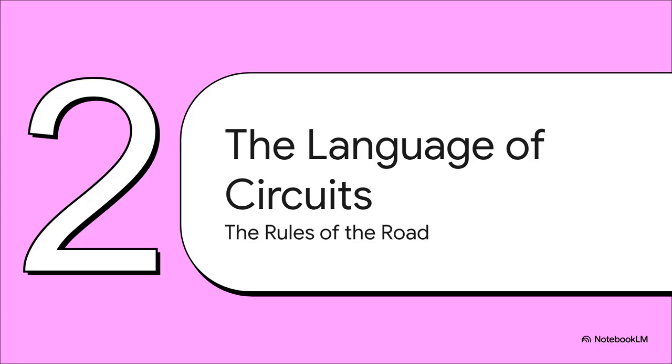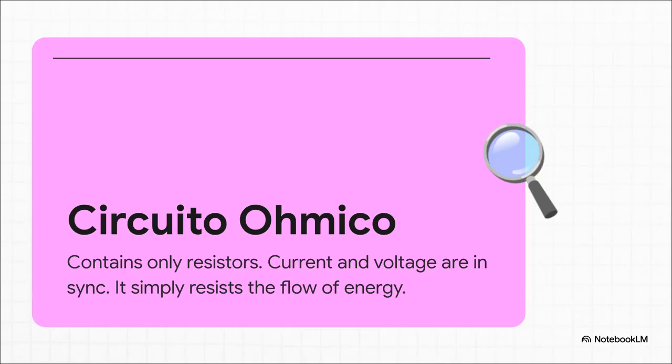Okay, so we've got our current, but how do you control it? I mean, you can't just let it run wild, right? Well, that's where circuit components come in, and each one has its own way of telling the current what to do. Let's start with the simplest guy in the circuit, the resistor.